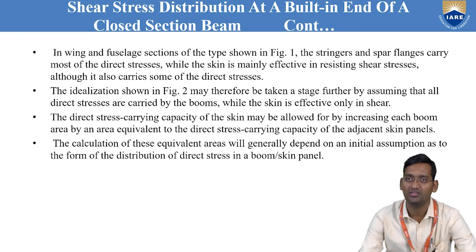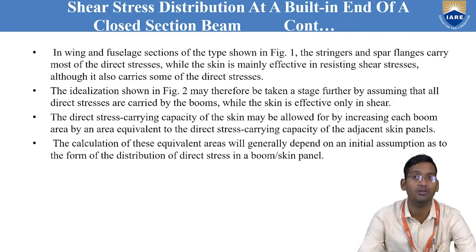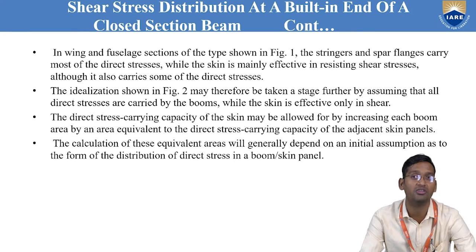Okay, shear stress distribution, again, is continuous. In wing and fuselage sections of the type shown in figure 1, the stringers and spar flanges carry most of the direct stresses, while the skin is mainly effective in resisting shear stresses. That is, the flanges and spars carry most of the direct stresses, and the skin resists the shear stress, although it also carries some of the direct stress. So it is mainly resisting shear, but carrying some amount of direct stress.